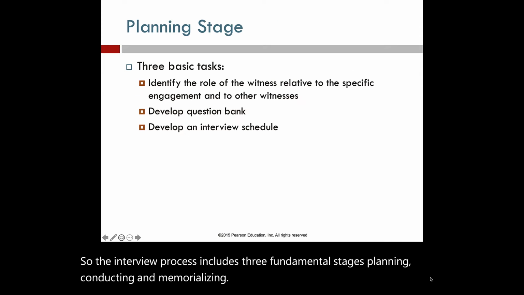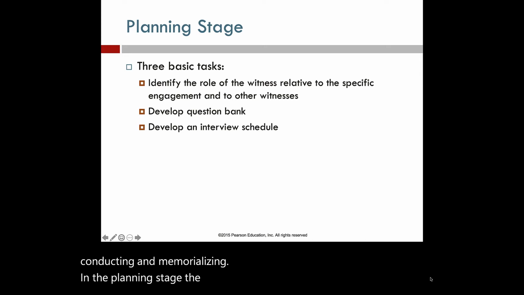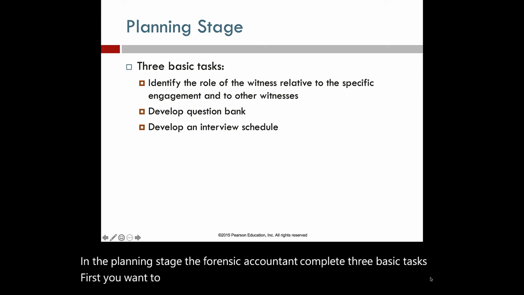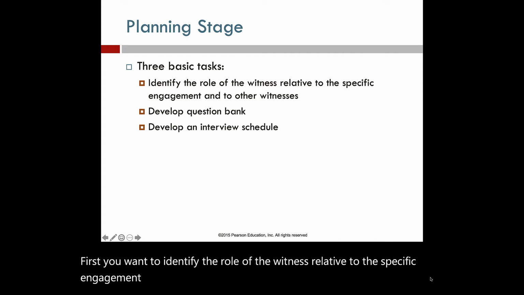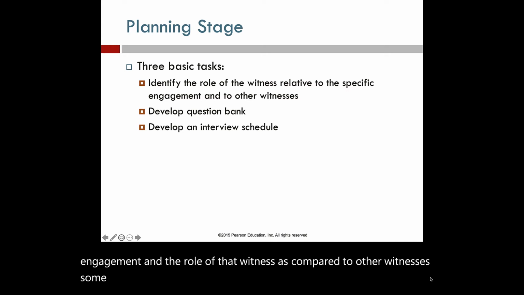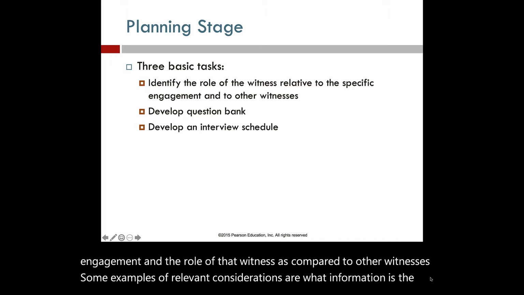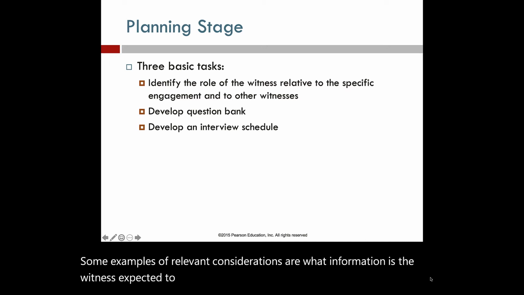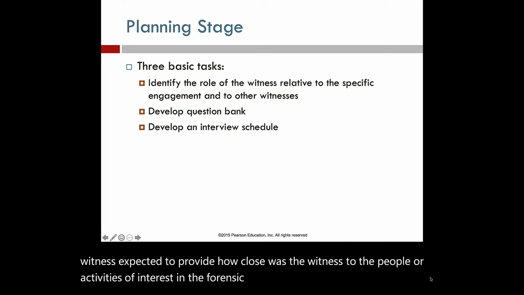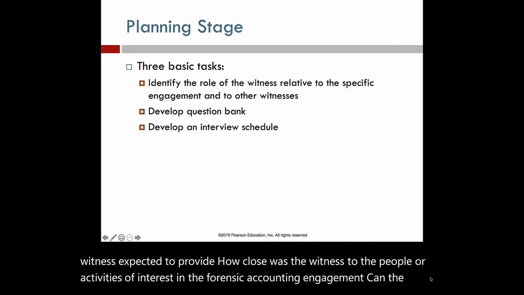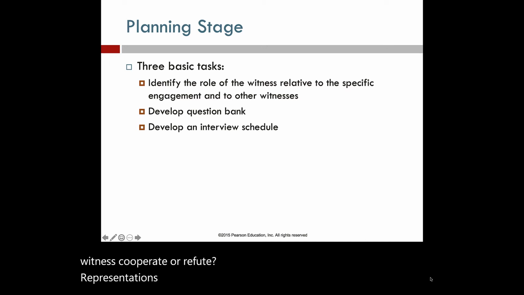In the planning stage, the forensic accountant completes 3 basic tasks. First, you want to identify the role of the witness relative to the specific engagement and the role of that witness as compared to other witnesses. Some examples of relevant considerations are: what information is the witness expected to provide? How close was the witness to the people or activities of interest in the forensic accounting engagement? Can the witness corroborate or refute representations of other witnesses?